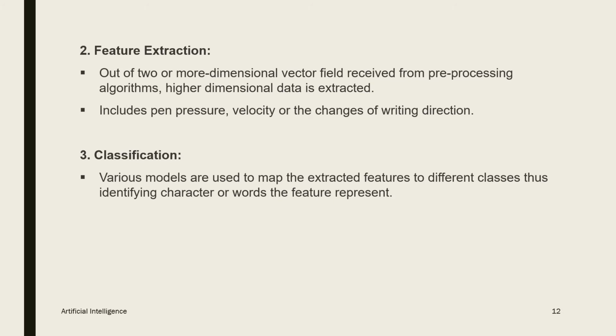Second one is feature extraction. Out of two or more dimensional vector field received from pre-processing algorithms, higher dimensional data is extracted. Includes pen pressure, velocity, or the changes of writing direction. Third one is classification. Various models are used to map the extracted features to different classes, thus identifying character or words the feature represent.